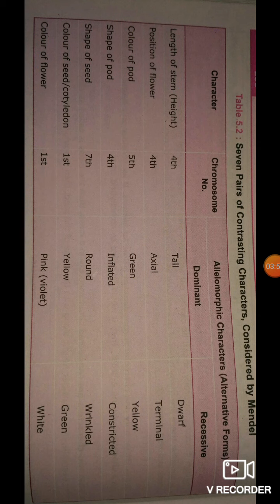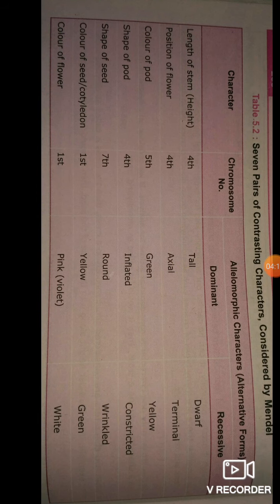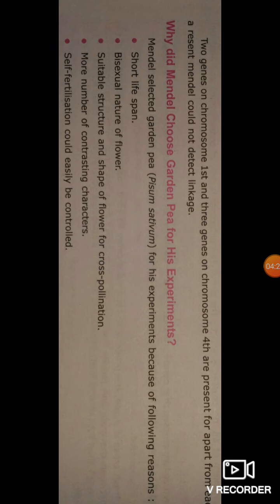Color of seed, that means cotyledons, chromosome number is first, dominant character is yellow and recessive is green. Color of flower, chromosome number is first, violet and white. You know, the number of chromosomes of pea plant is 14, that means 7 pairs. 2 genes on chromosome first and 3 genes on chromosome fourth are present for a pair of characters. At present Mendel could not detect linkage.